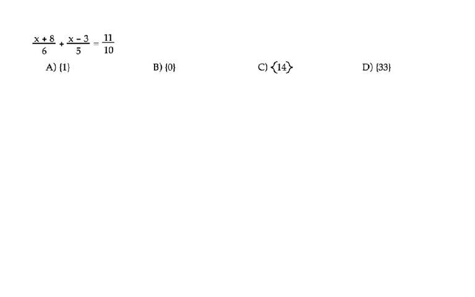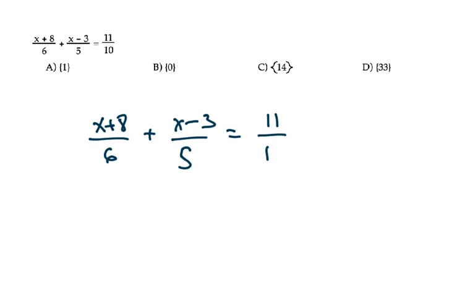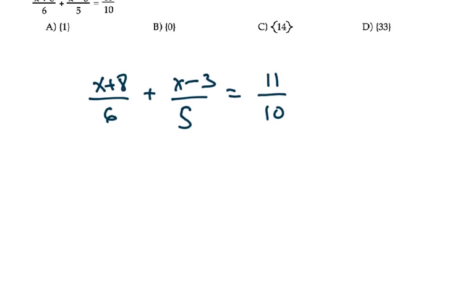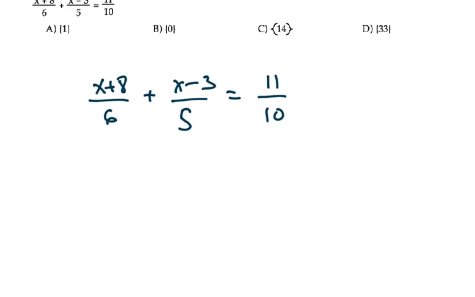All right. So let's look at this question here. We have x plus 8 over 6 plus x minus 3 over 5 equals 11 over 10. So this is a nice problem because it's not necessarily apparent what the number that we'll multiply through by to get rid of the denominators is. This is also called the GCF. I'm sorry, the LCM.